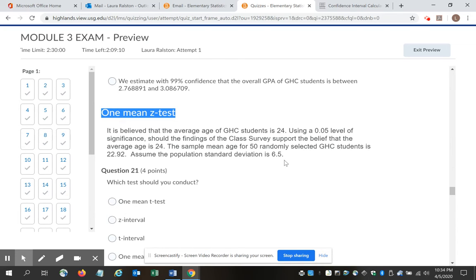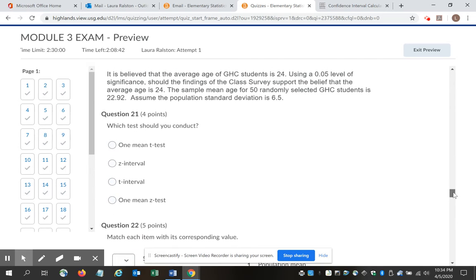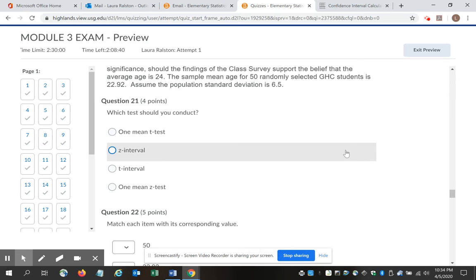So this problem reads, it is believed that the average age of GHC students is 24. Using a 0.05 level of significance, should the findings of the class survey support the belief that the average age is 24? The sample mean age for 50 randomly selected GHC students is 22.92. Assume the population standard deviation is 6.5. And then it says, which test should you conduct? Guys, it should have been a dead giveaway. First of all, the header reads one mean z-test, not to mention that was the only one that we talked about.